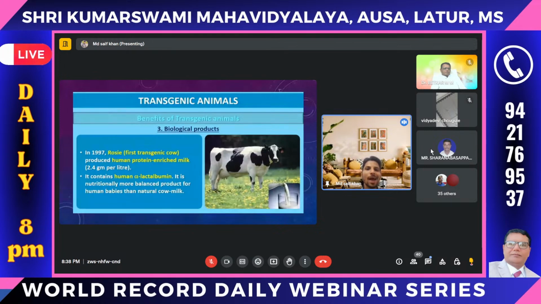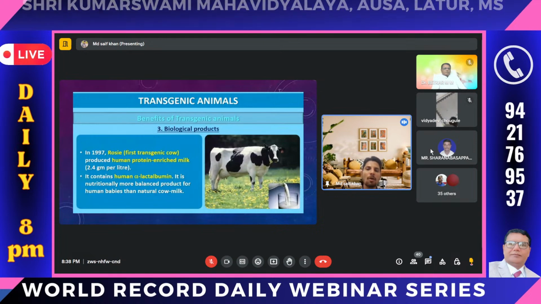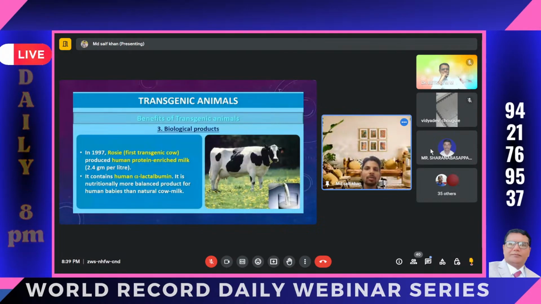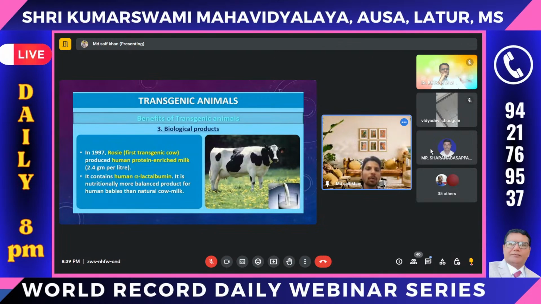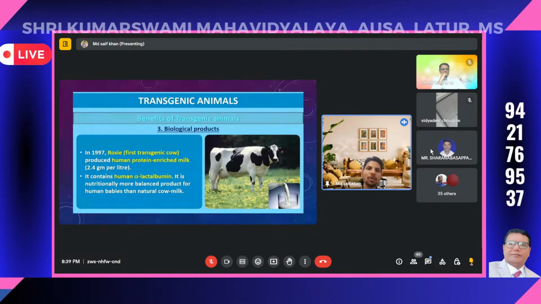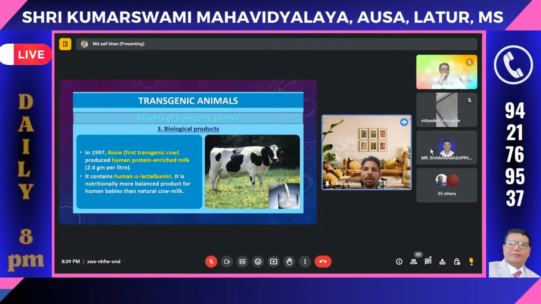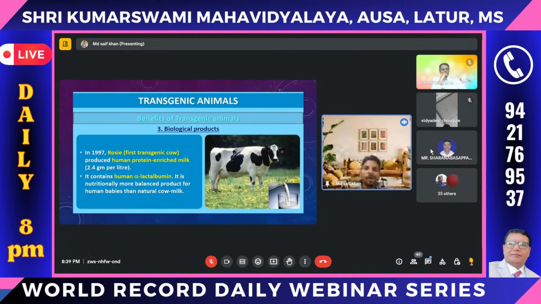Then human alpha-lactalbumin, it is a protein that is a nutritionally more balanced product for human babies than natural cow milk, right? So we are providing a balanced diet for our babies. Normal cattle don't produce that alpha-lactalbumin. We are producing that alpha-lactalbumin in the cattle's body, which is similar to human milk. It has a nutritional value similar to human milk, right?